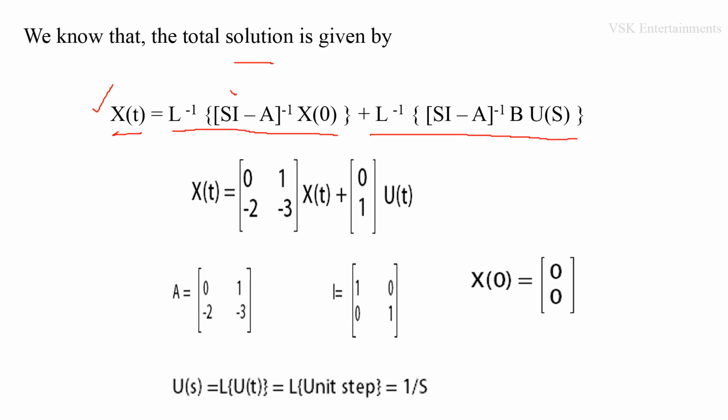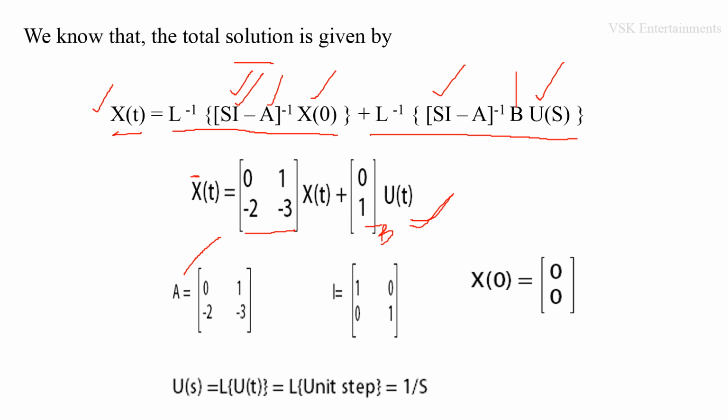The first term is called the ZIR, that is, zero input response, and the second is called the ZSR, zero state response. In this, I is the identity matrix, A is the system matrix, x of 0 is the initial conditions, B is the input matrix, and U of s is the Laplace transform of the given input. We already know the state equation given in the problem, that is x dot of t is equal to this equation. By comparing this equation with the standard equation, this is the system matrix A, and this is the input matrix B.